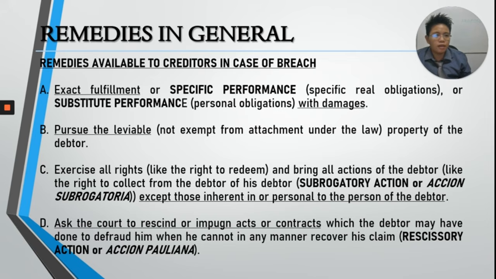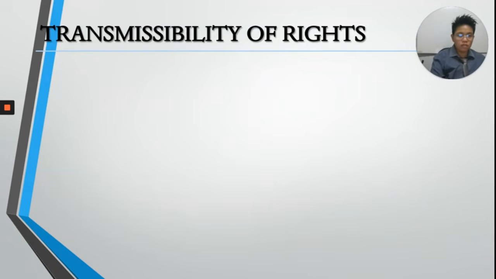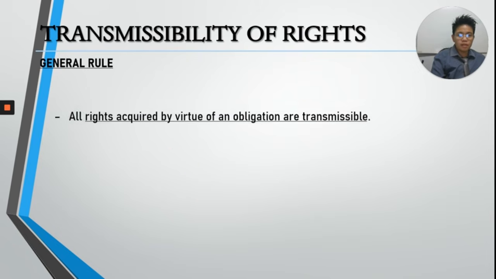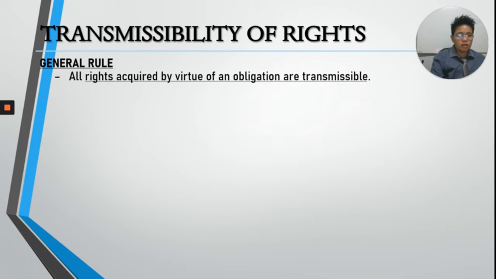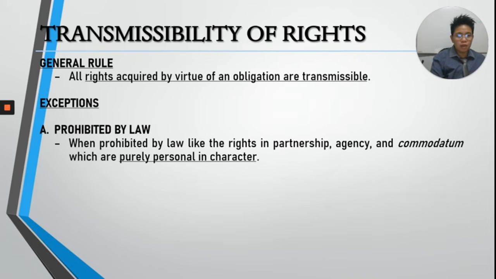Also, please take note also of the rules in case of transmissibility of rights. Remember, the general rule is all rights are transmissible. So, pwedeng maipasa ang mga rights acquired because of an obligation except when it is prohibited by law, like in rights in a partnership, in agency, comodatum, which are purely personal in character. So, sa partnership, kung partner ka sa isang partnership, pagka namatay ka, hindi pwedeng mamana yung pagka-partner mo sa partnership ng mga anak mo o mga tagapagmana mo. It is not a transmissible right.